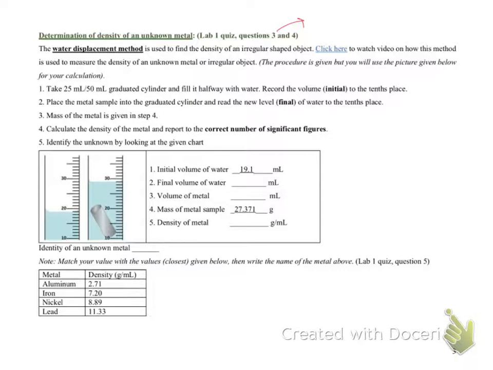Now your question number 3 and 4 are based on this experiment, which is known as finding the density of an irregular shaped object following the water displacement method. And if you really want to know what this method is, you can click here and watch the video to see how this method is used to measure the density.